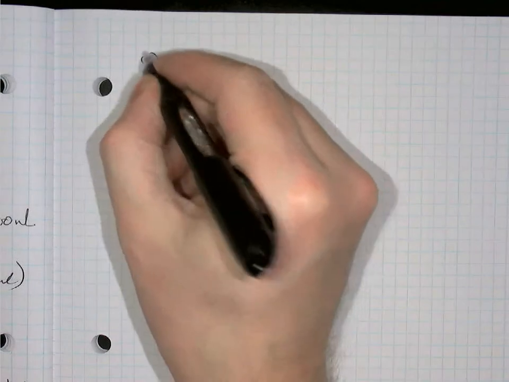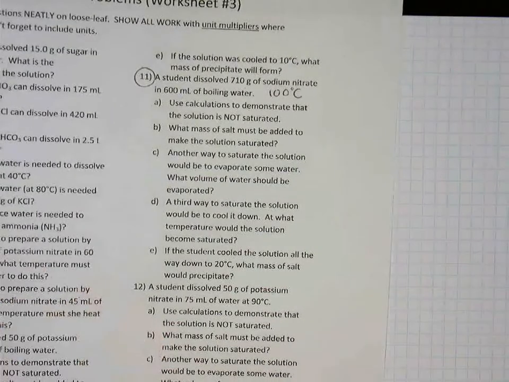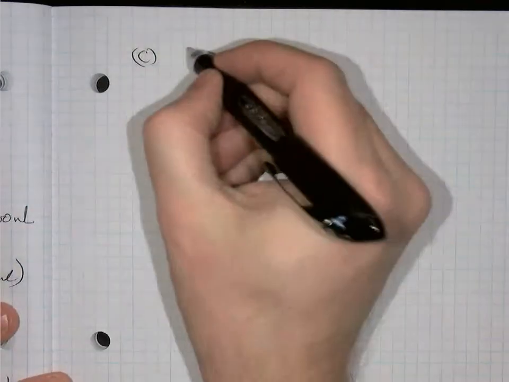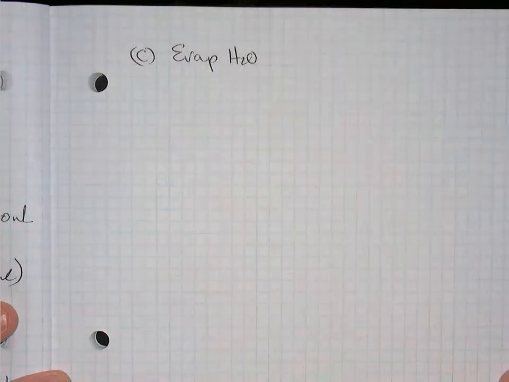Part C asks us to saturate the solution in a different way. Part C says another way to saturate that solution would have been to evaporate water. How much water could we have evaporated? What volume of water? So we're going to now evaporate water to make the solution saturated.